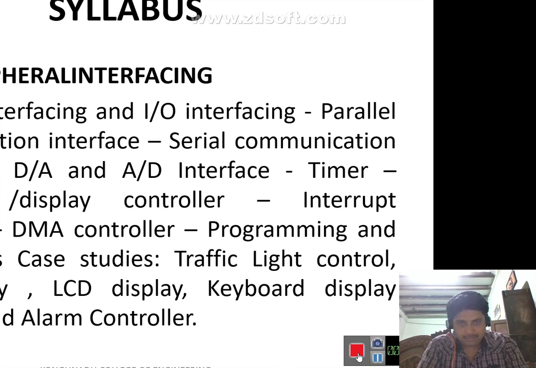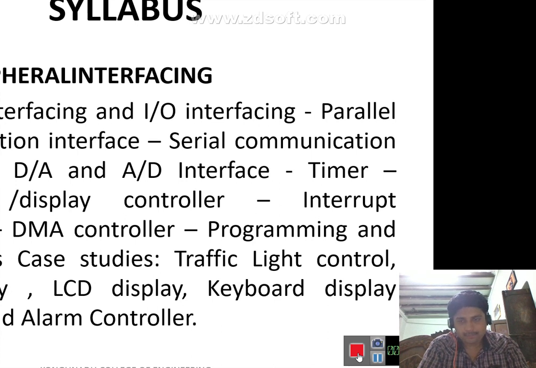So the first one is memory interfacing and IO interfacing. There are two types of interfacing available. In memory interfacing, only the memory is able to fetch the data. In IO interfacing, input and output both are able to fetch the data. So these are the differences between memory and input output.